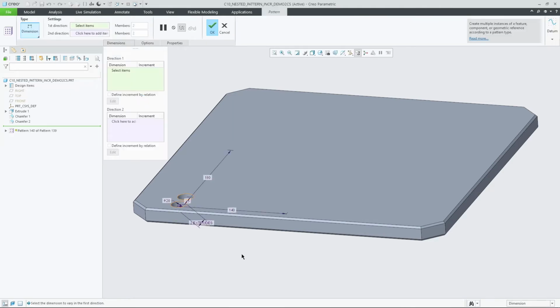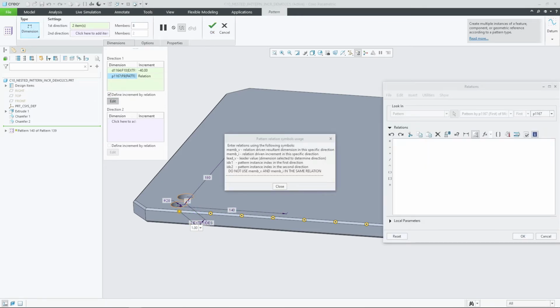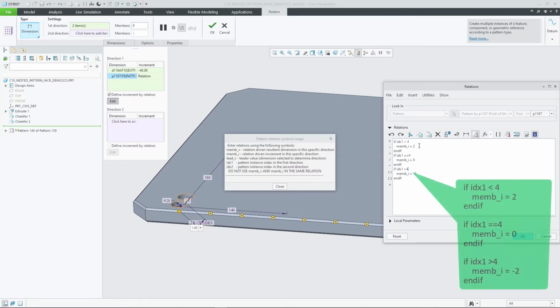The pattern instance count can also be driven by relation. The previous example can therefore also be achieved with a single feature when combined with a relation that defines the initial rise and following decline of the inner pattern member count.